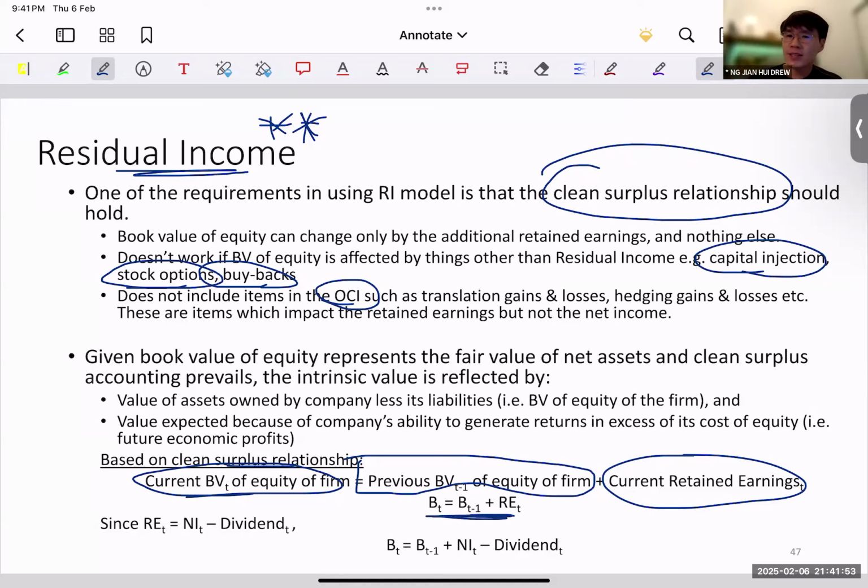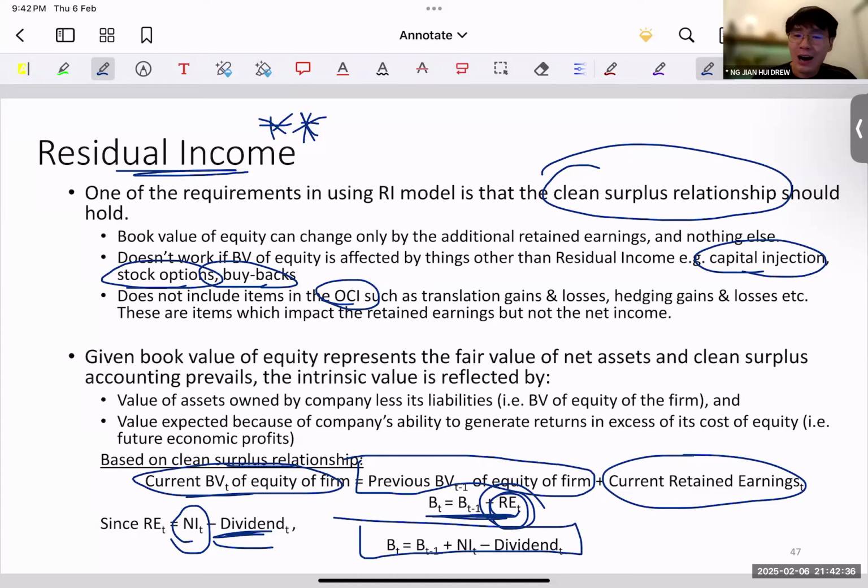And then the question is, what is retained earnings? Retained earnings is basically your net income minus any dividends that you have paid. So retained earnings is whatever earnings you are retaining in the business. It's your net income minus your dividends. And so if we substitute retained earnings equals net income minus dividends into this retained earnings here, now our book value of equity equals previous book value of equity plus net income minus dividends, as given in this formula here.